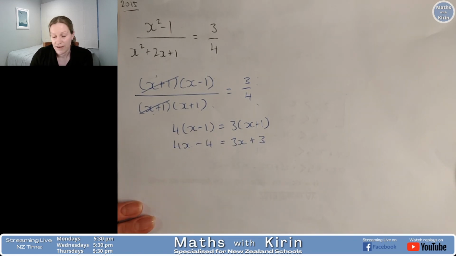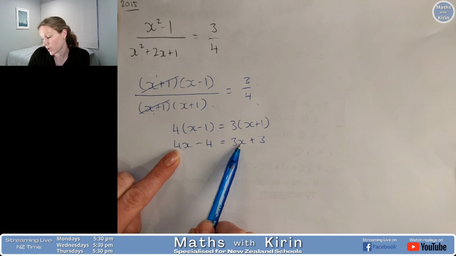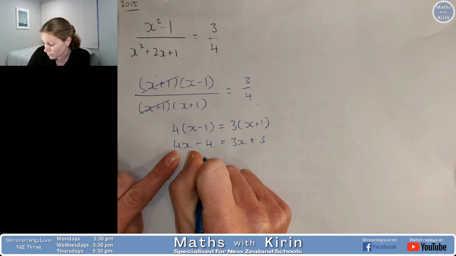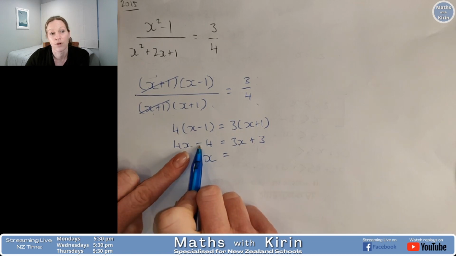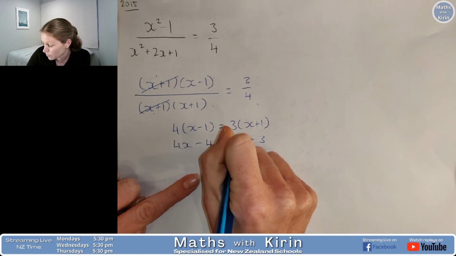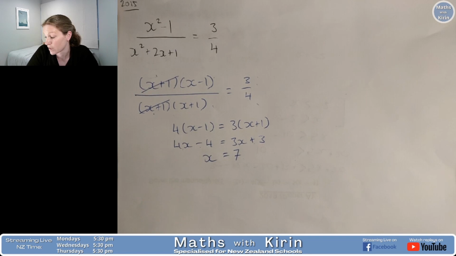Collecting all our x terms on the left-hand side, so 4x, bringing our 3x across, we subtract it, so that would just give us x. 3, bringing our negative 4 across, we need to add it, so 3 plus 4 gives us 7. So we have one solution, x is equal to 7 for that question.